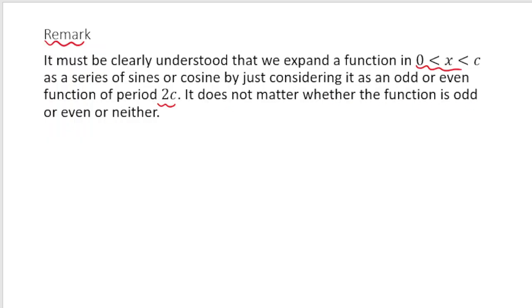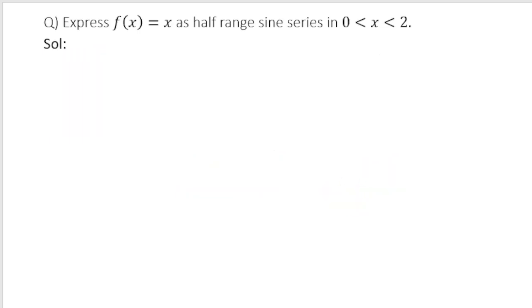So what is basically the point here? When I am looking at the function f of x as such, it may be an odd function, maybe an even function, or it may be neither odd nor even. But if it is given in the interval 0 to c, we can extend it in the interval minus c to c so that in this interval it becomes either odd or even, right? So let us understand it through these examples.